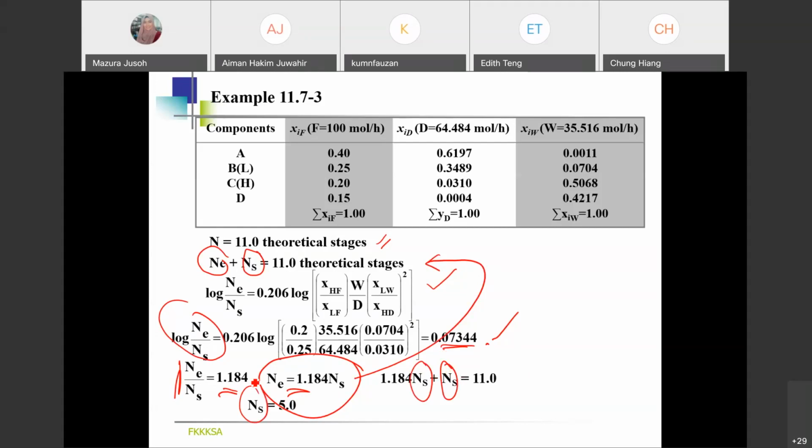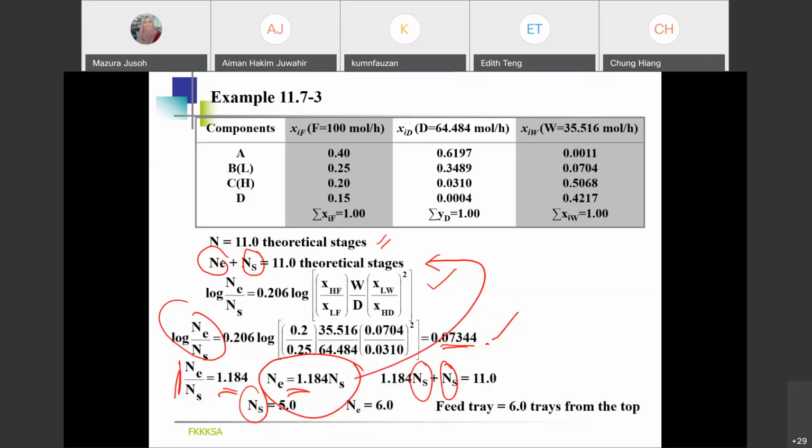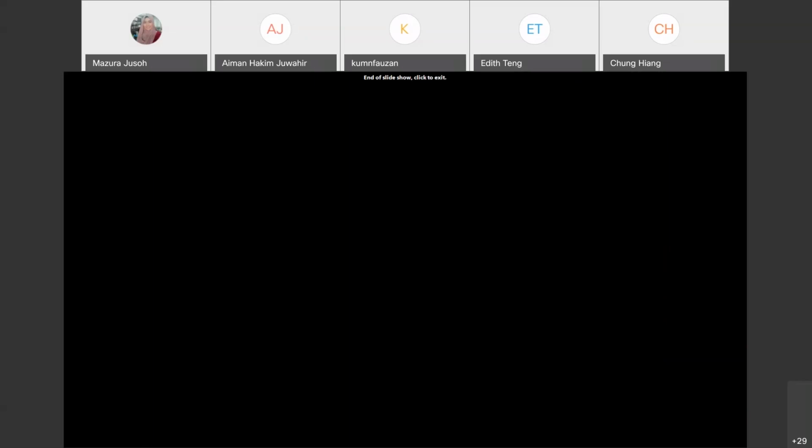Once you find NS, you can then find your NE, and then you can answer the question where the feed tray is actually: the sixth tray from the top. So that's basically it for distillation.